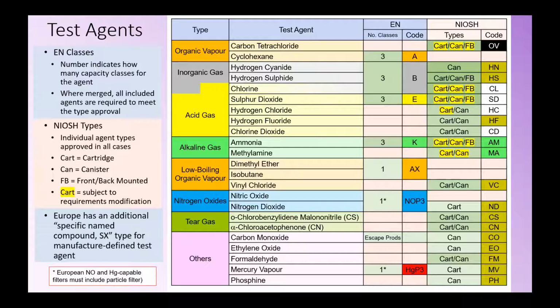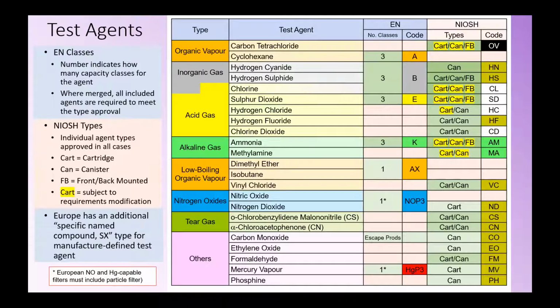Europe has one more class, which is for specific named compounds. That is, the manufacturer can indicate which chemical they wish to have the product approved for, and there are test conditions for that. With NIOSH, that would generally be by application by the manufacturer as a mechanism, but it sort of sets a more permanent level within NIOSH.